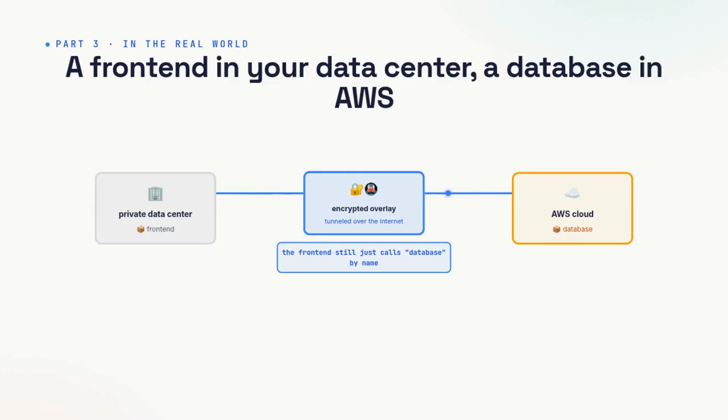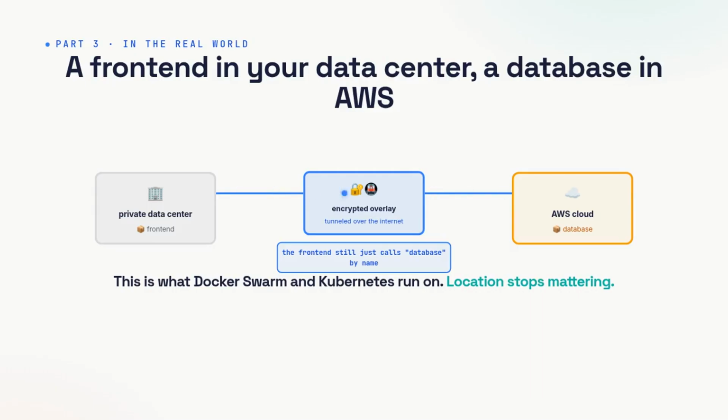This is precisely what Docker Swarm and Kubernetes are built on. Once you have an overlay, the physical location of a container stops mattering, and that's what makes real, large-scale clustering possible. Which leads us to the last stop. What happens when you want to remove Docker's networking overhead entirely?